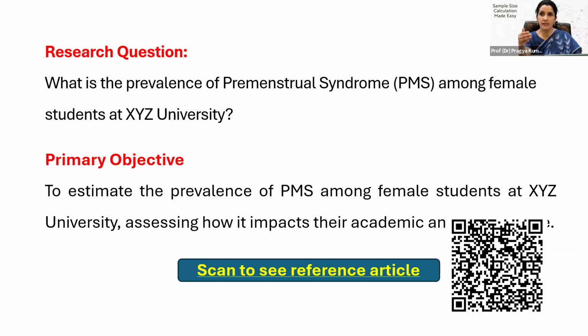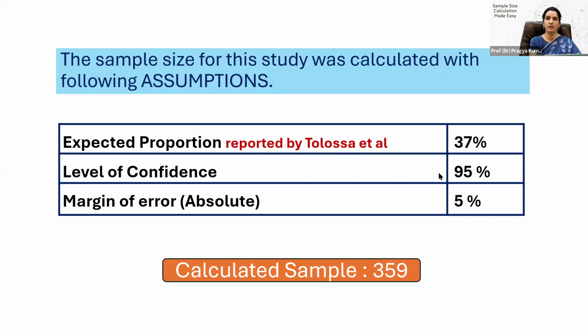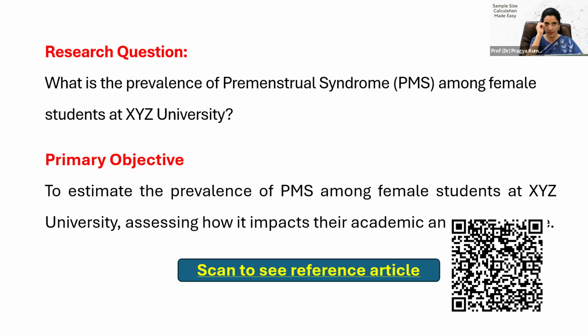Yes, so all of you, please scan. Yes, are you saying something? Oh, yes. So I'll show, you can see this. You can scan this. I'll show you the assumption. So this is the expected proportion. If you scan that article, you will see that the expected proportion reported by Tolosa et al. is 37%. You have to calculate it at a 95% level of confidence and 5% margin of error. So all of you, please calculate that. Although I have written it, and if you see, yes, 359.